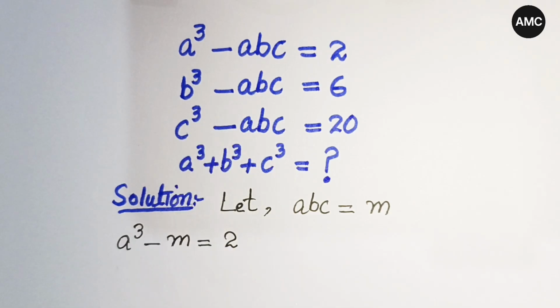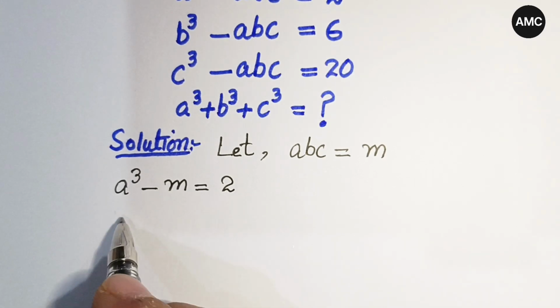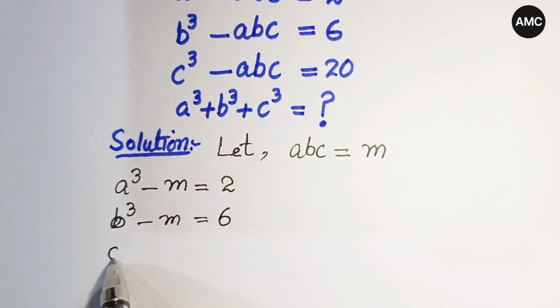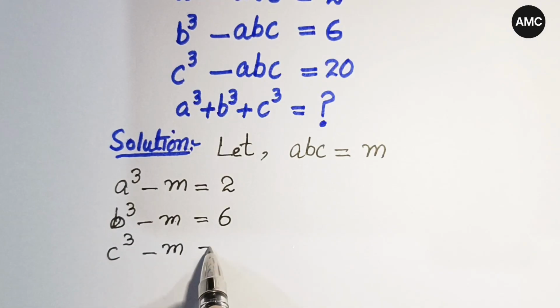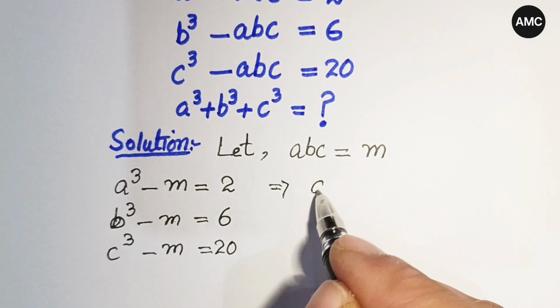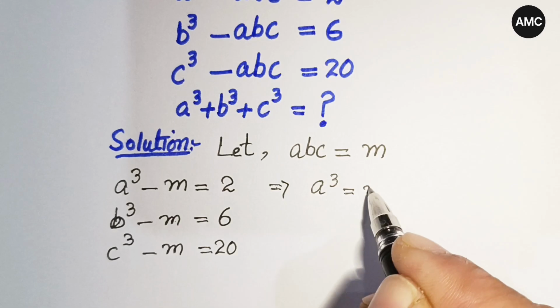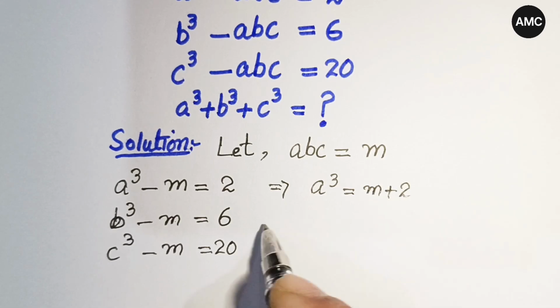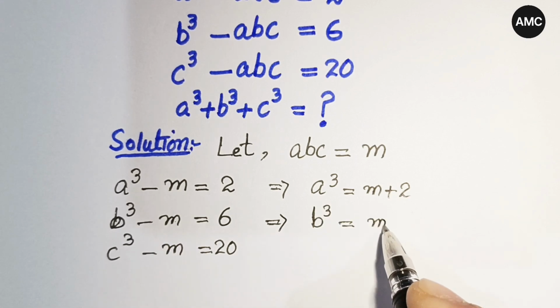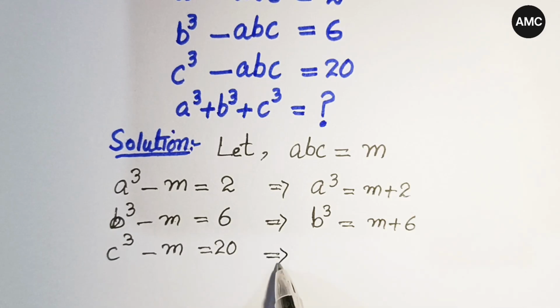Now here our second equation is b cubed minus a times b times c. So here we will get b cubed minus m is equal to 6. Similarly, c cubed minus m is equal to 20. So if we find the value of a cubed from this one, then we will get a cubed is equal to m plus 2. Similarly, here b cubed is equal to m plus 6, and c cubed from this equation is equal to m plus 20.